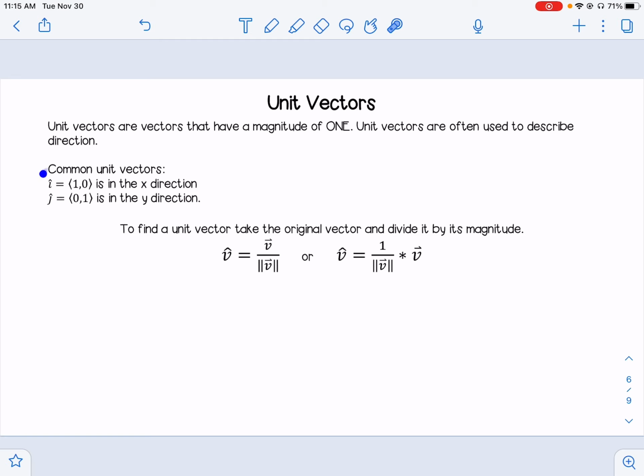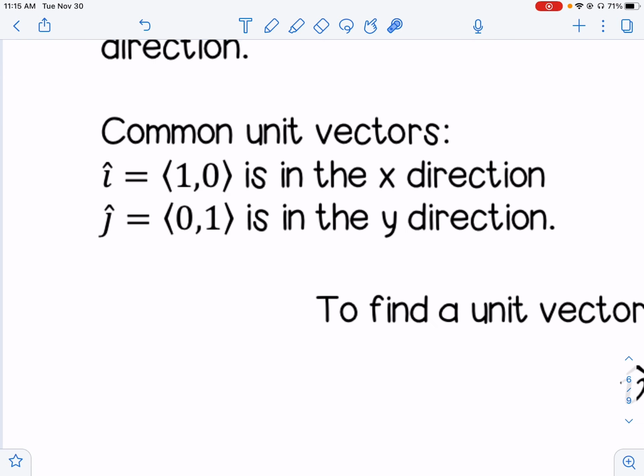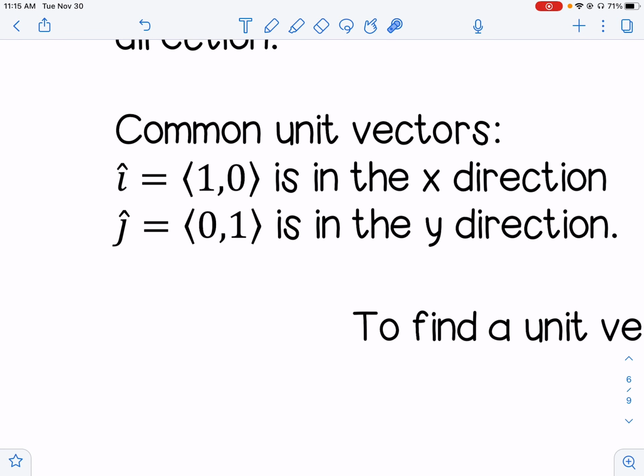Some of the most common unit vectors that we're going to see, especially in this unit, is I. Anytime we see a little I, a lot of times I'll have this little hat on it. I call this I hat sometimes. I think in many textbooks, especially math textbooks, they might just bold it. But anytime you see I in component form, it's 1, 0. So it's only going in the x direction. So I is a very specific unit vector that talks about the x direction.